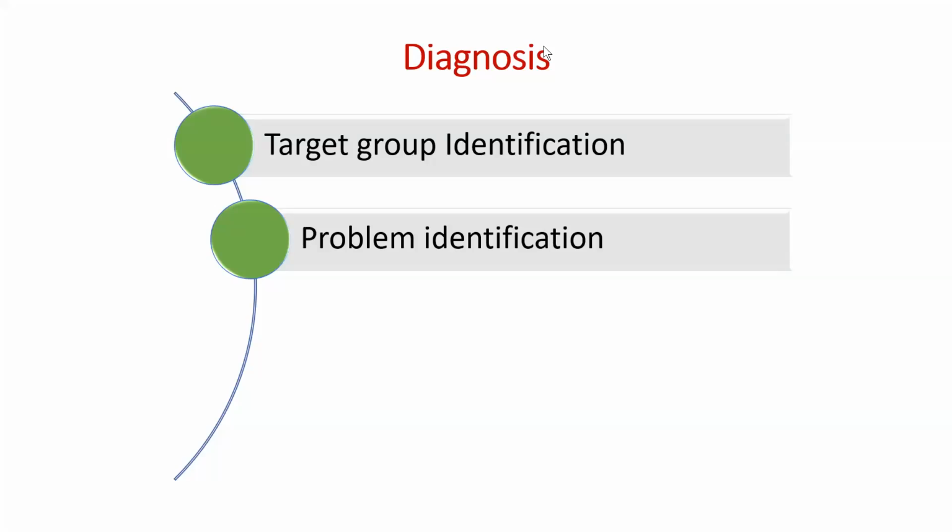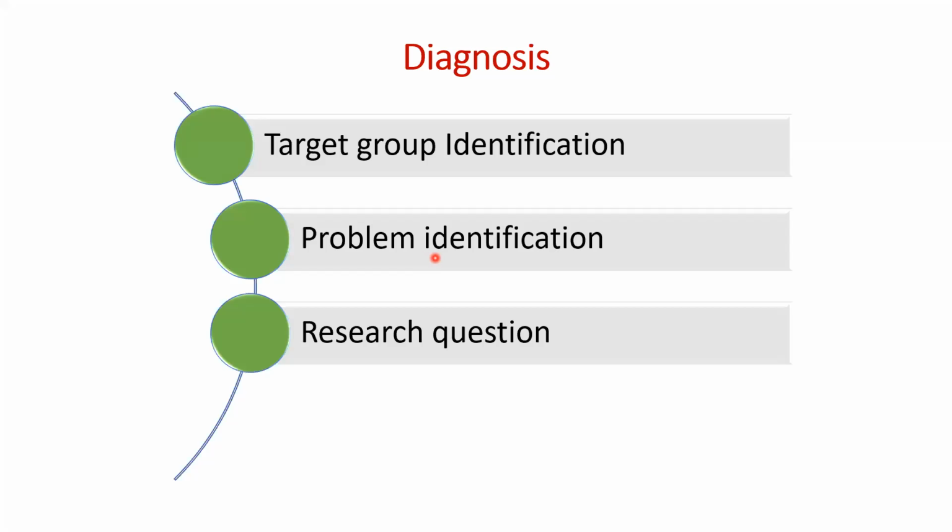And then the other one is problem identification. In that field, you will identify the problem. For example, you are a soil scientist, your area is soil science. And in soil science, you will identify which problem exists on which you can work. And then you develop research questions about that.